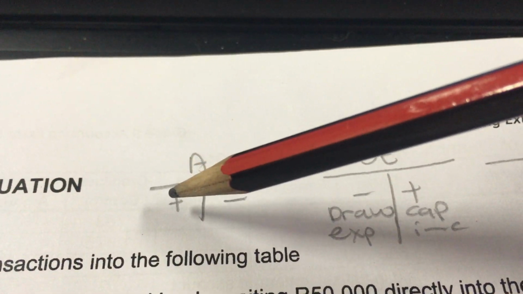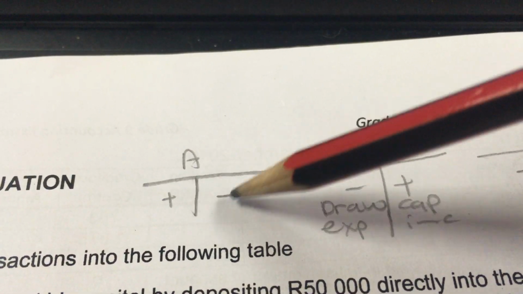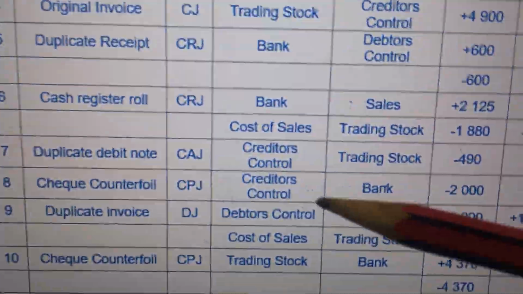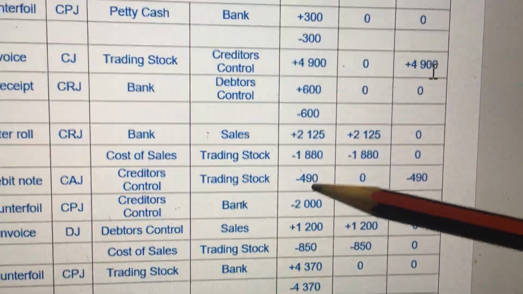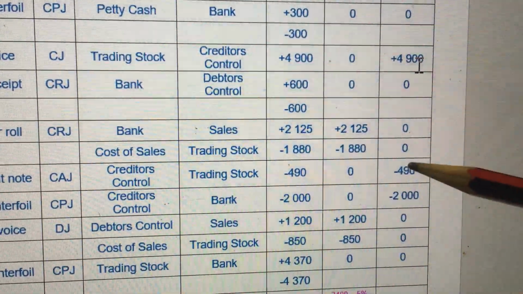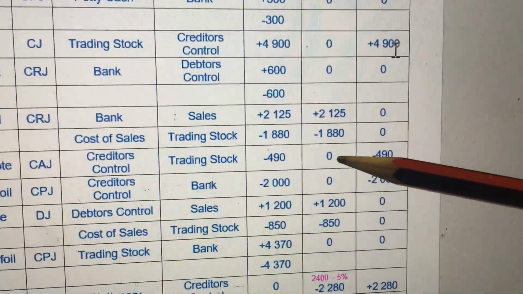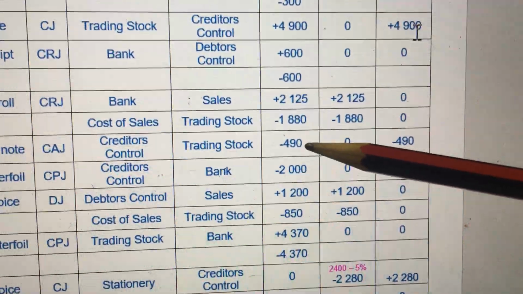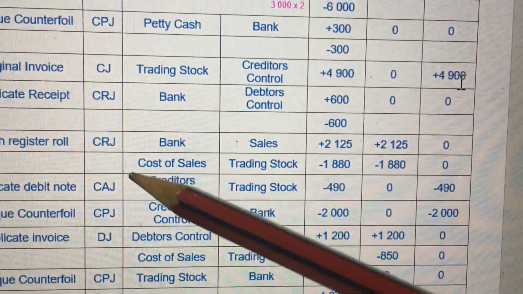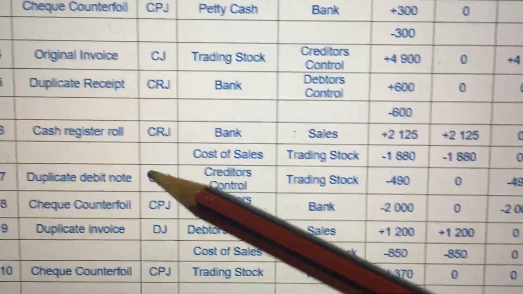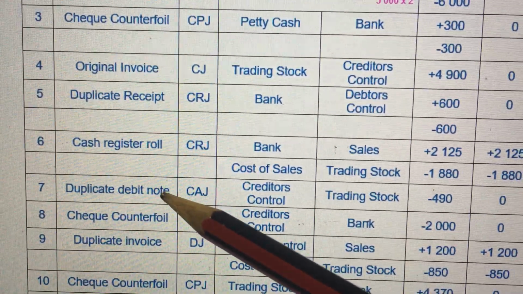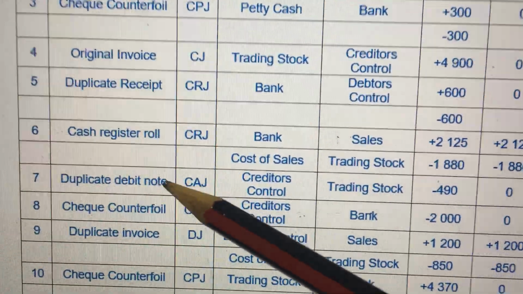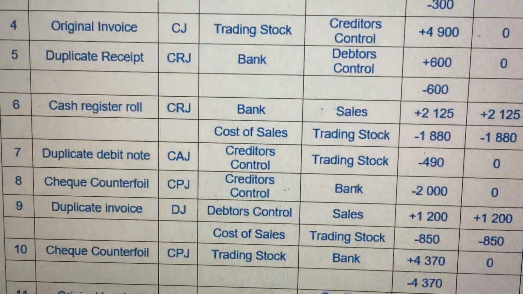We originally bought the stock. We're returning the stock, so the stock is decreasing. So I need to credit trading stock. Trading stock is an asset, so it needs to go in my asset column as a minus. So minus 490 plus 0 equals negative 490. I would put this in my CAJ, and it would be a duplicate debit note. I would send the original debit note to the creditor, and I would keep the duplicate debit note.